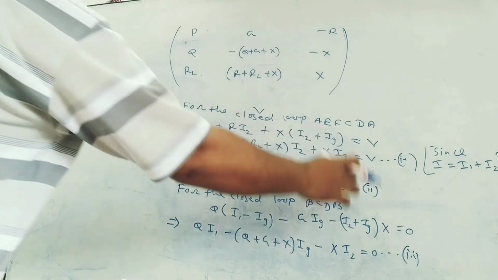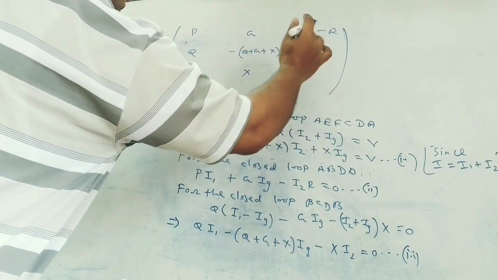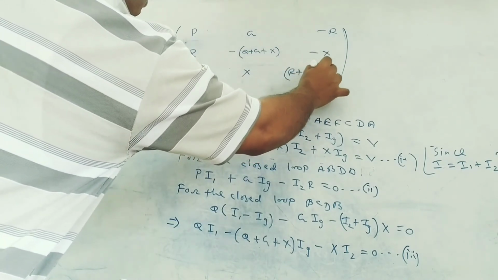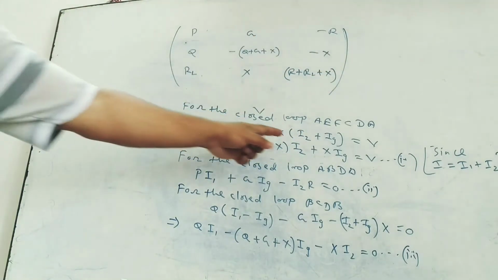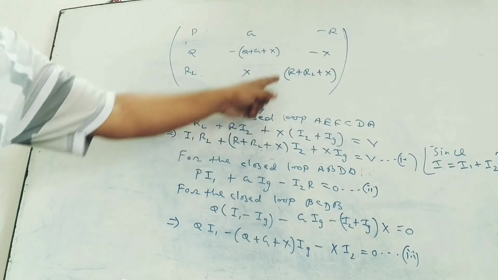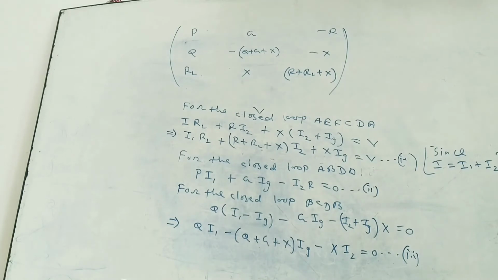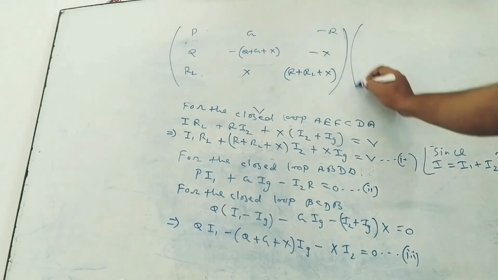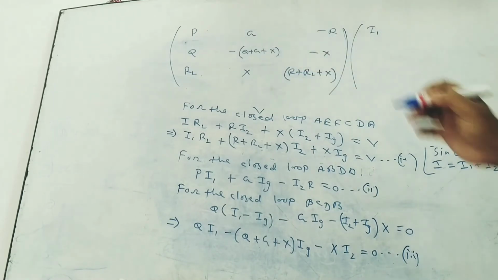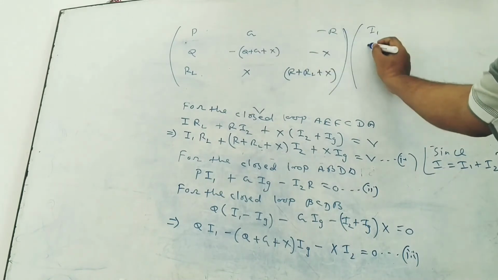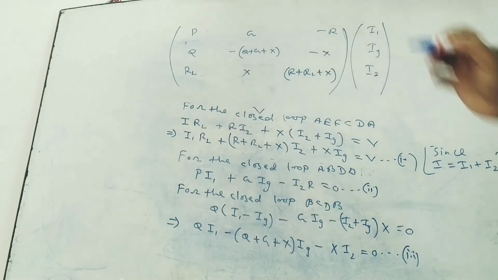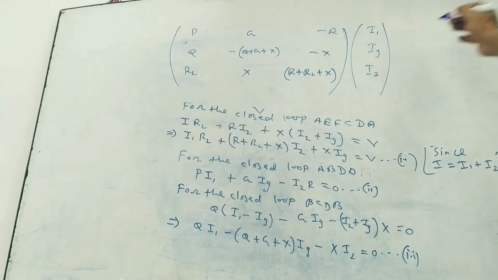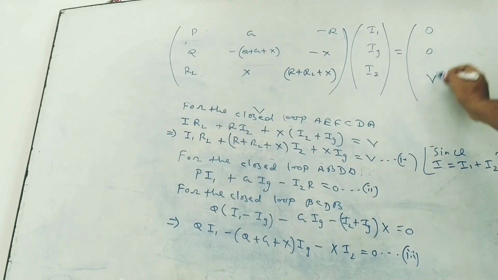I think this is X, and this is R plus RL plus X. The coefficient of I2 you have to put in this point. First is the coefficient of I1, second is the coefficient for Ig, and third is the coefficient for I2. This is equal to 0, 0, V. Now solving this matrix, we can easily find out the values of I1, I2 and Ig.